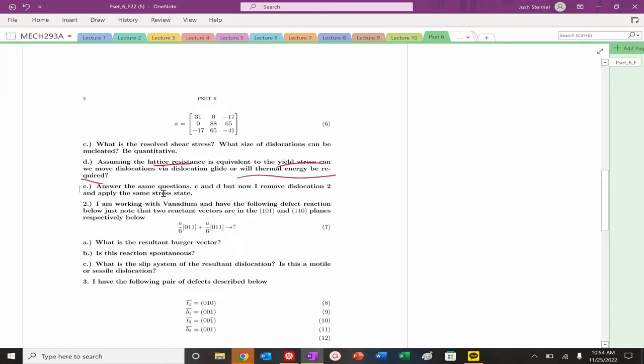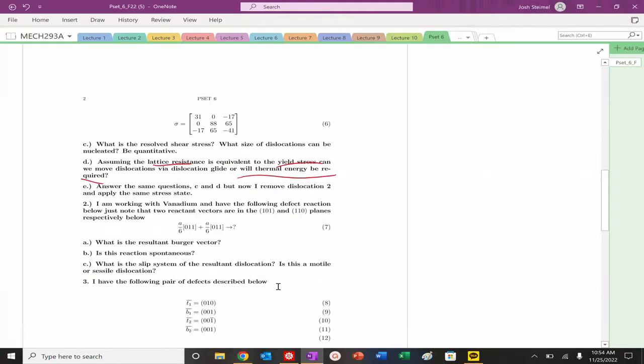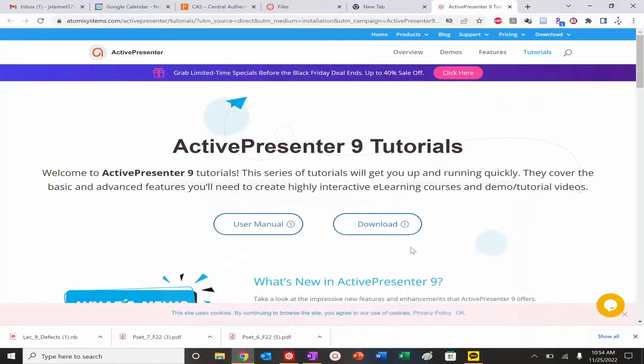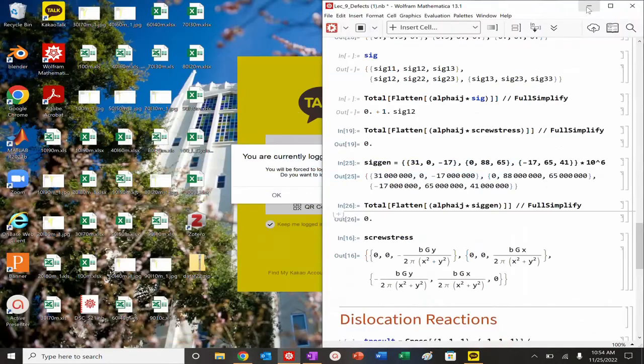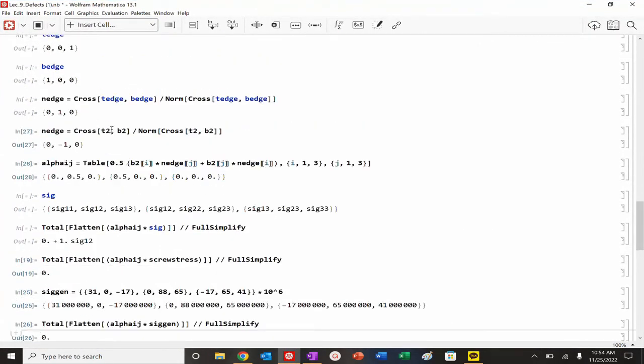Answer the same questions C and D, but now I remove dislocation 2 and apply the same stress state. So let's do C and D now. Let's read that problem one more time. But now I remove dislocation 2. So let's look at trying to solve this. Let's go ahead and do this now.